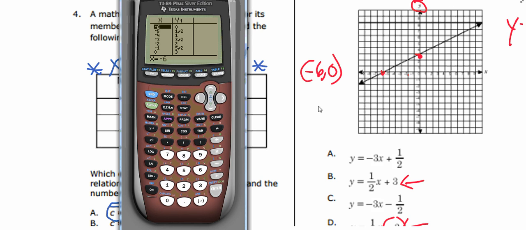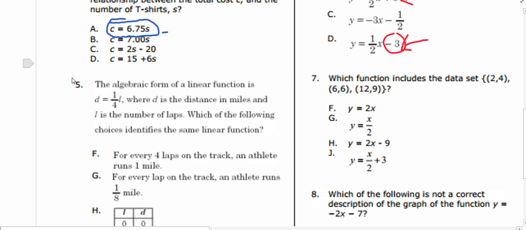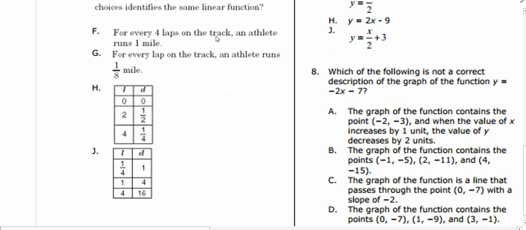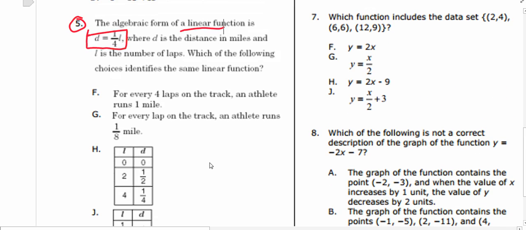let's take a look at the very last one here on this page. Actually, we have a few more. Question 5 shows us the formula D equals 1/4 L, and they tell you that it's a linear function where D is the distance in miles and L is the number of laps. And we have two tables for the answer choices, H and J, and then we have some word statements that could be possible answer choices.